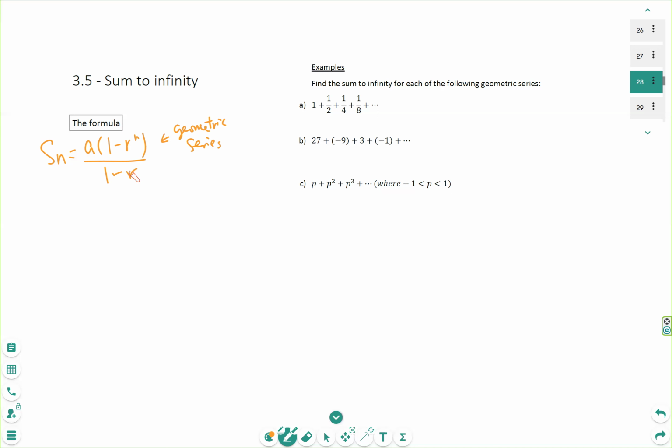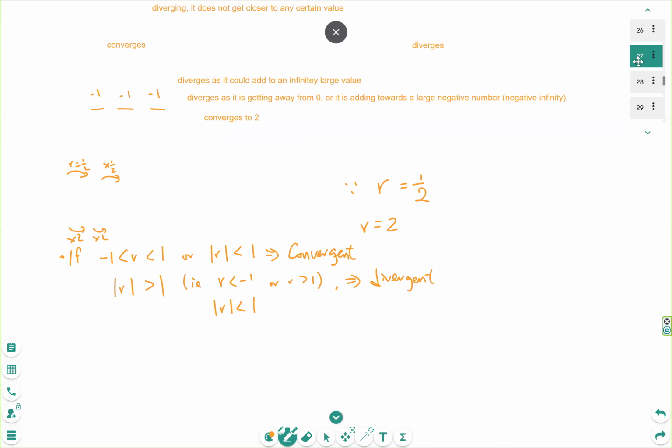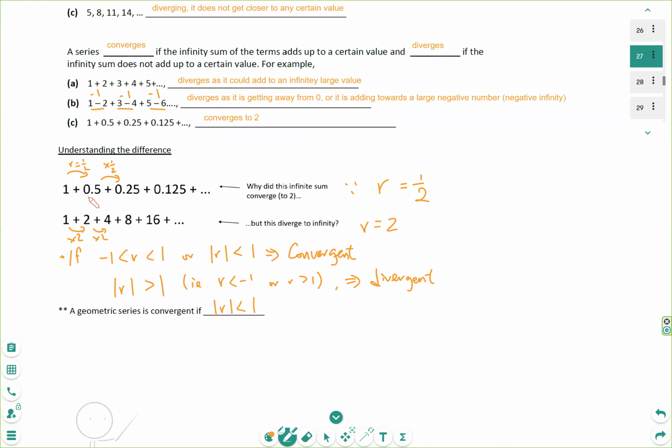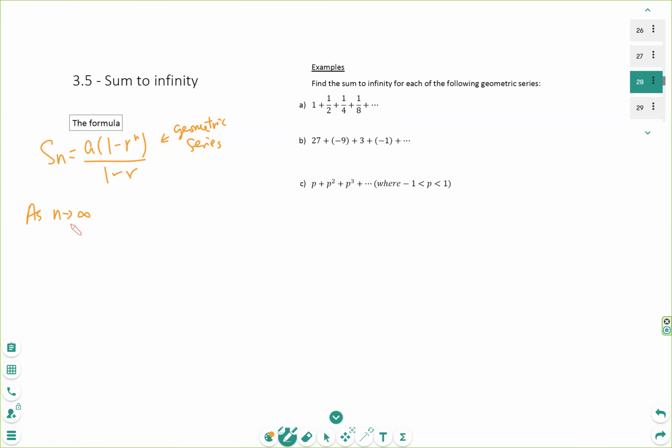What we know is, as n tends to infinity, that means we think about n being a very big number. We add so many terms. Imagine in this series, 1 plus 0.5 plus 0.25, this is S1, S2, S3, S4. Now Sn is a very, very big position of term. Think of it like the 100,000 millionth term. So n tends to infinity.